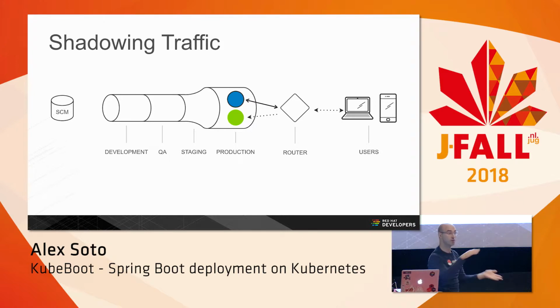But since you are mirroring the request and sending it also to the new one, you are doing a fire and forget request, which is like, I send the request, but I don't care about the response. In this sense, you can start monitoring your new version with real traffic, and your users will never notice that they are being used for testing your new version.